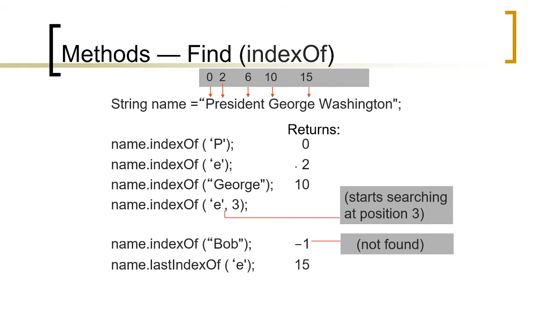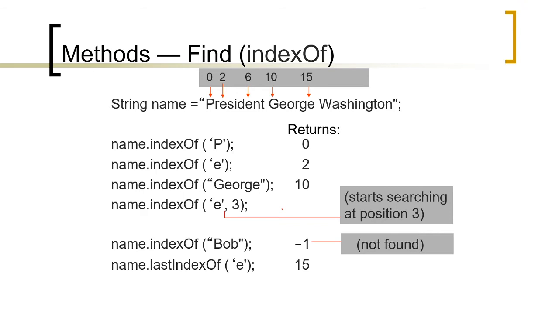And then you can actually also return the index of a substring. Let's say, for example, "George". It will return the index of the first character of George. Just make sure that the entire string exists in the name string. So what it returns is index 10, because George's starting index is index 10.